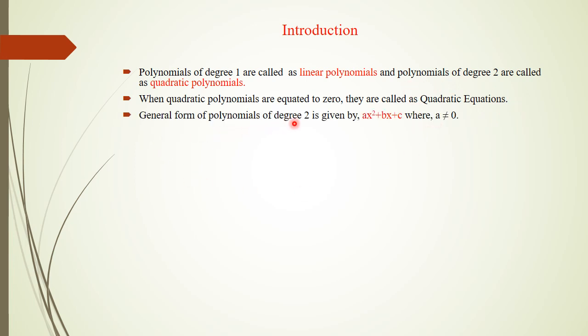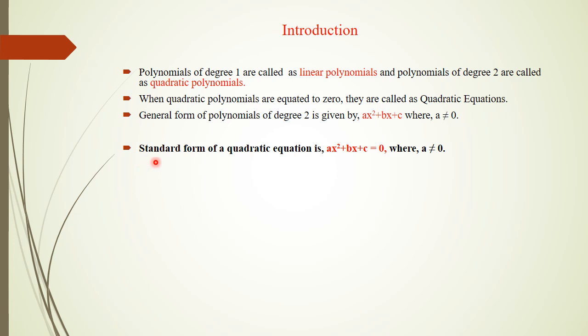The general form of polynomials of degree 2, or quadratic polynomials, is given by ax square plus bx plus c. This I have explained in detail in the polynomials chapter. Here a cannot be equal to 0. If a becomes equal to 0, this entire term becomes 0, as it is the coefficient of x square. If this term becomes 0, then this polynomial will no longer remain a quadratic polynomial, it will reduce to a linear polynomial, where the degree of the variable will be only 1. Therefore, a cannot be equal to 0 for this polynomial to exist as a quadratic polynomial.